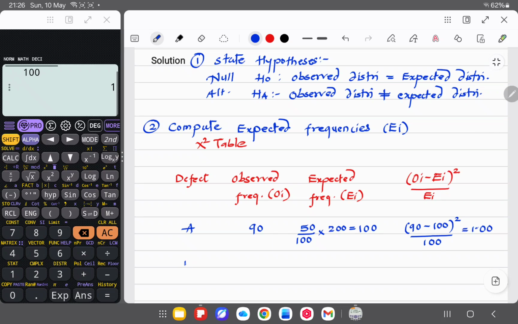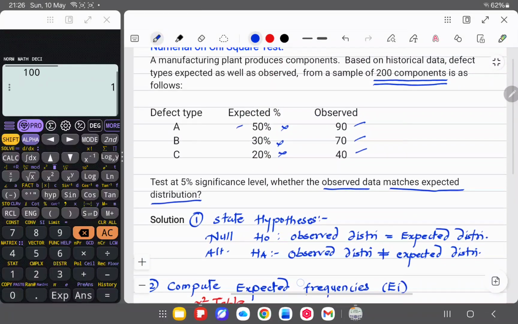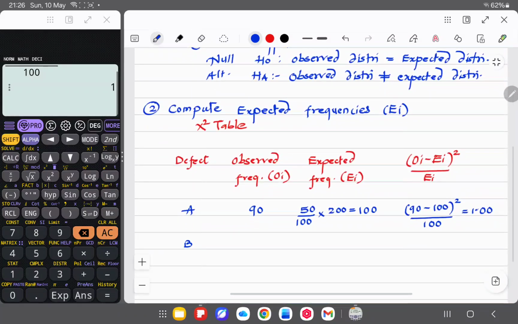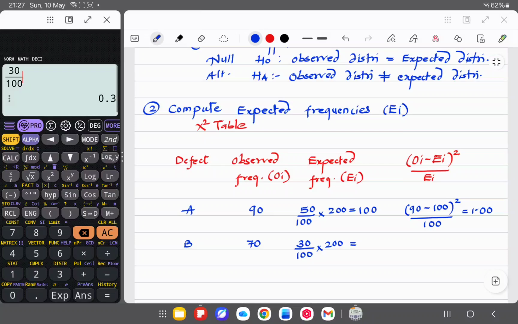Similar thing we can do for the defect B. In the case of defect B, observed frequency is 70 while expected is 30%. So this is 70 here, and remember 30% of 200. We'll do it on the calculator. 30% of 200, so that will be 60.